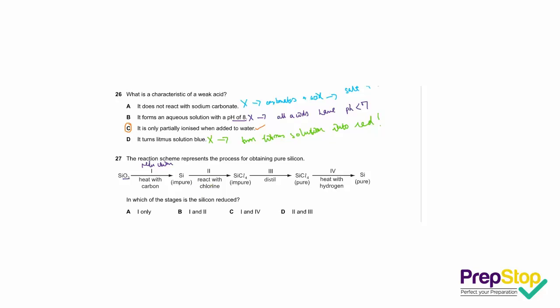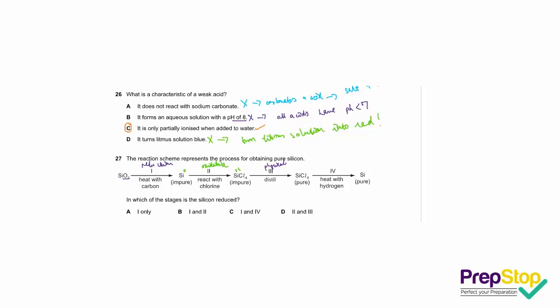Stage 2 is reaction with chlorine, and we see that silicon forms silicon chloride. So in this there is actually oxidation because the oxidation state of silicon increases from 0 to +4 in silicon chloride. Stage 3 is distillation. Distillation is a physical process, and since there is no change in the overall compound, there is no reduction or oxidation.